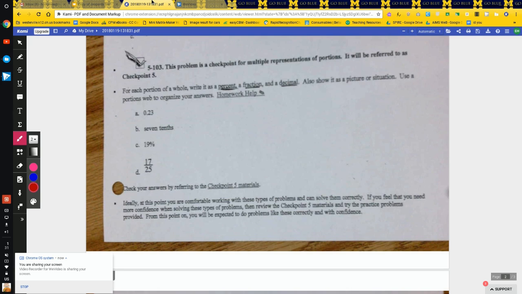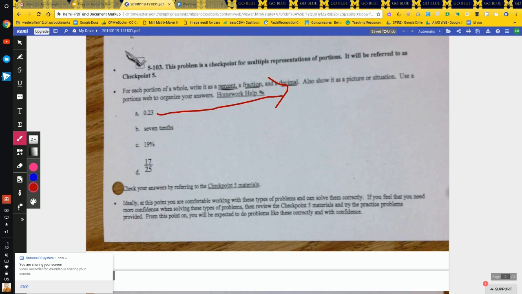All right, 5103 is a checkpoint. Again, for each portion, you're supposed to write the percent, fraction, or decimal. Also showing a picture or situation. Use Portions Web to organize your answers. So I'm not going to be too picky. As long as you have all 3 answers, I am fine with that. And I guess I'm too lazy to look back in the book to find the order of the fraction, decimal, and percent. Yep, I said I'm lazy.